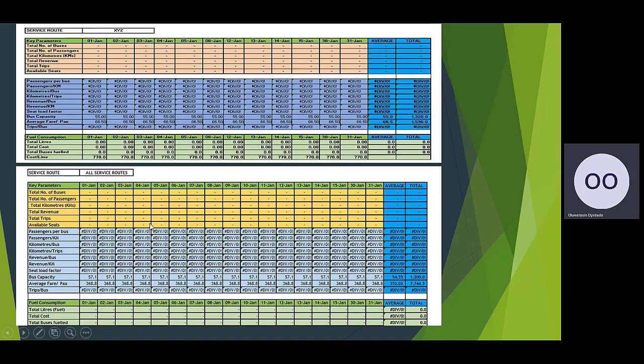So what's the average trip a bus does on a particular service route per day? From, let's say, Lekki to Ajah per day, you have deployed 10 buses. How much did they make? What's the distance traveled? So you are now able to look at per bus, what's the revenue per bus? How many trips is a bus able to do? How many passengers is the bus able to carry per day? What's the kilometer per trip? And all of those metrics that were discussed earlier.